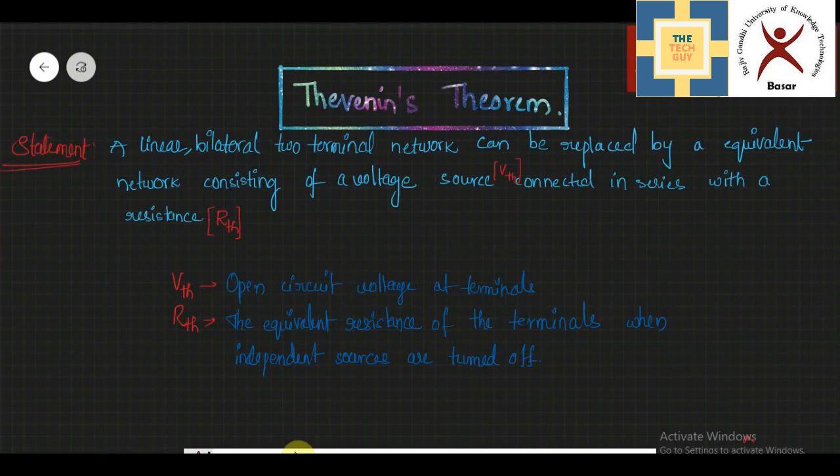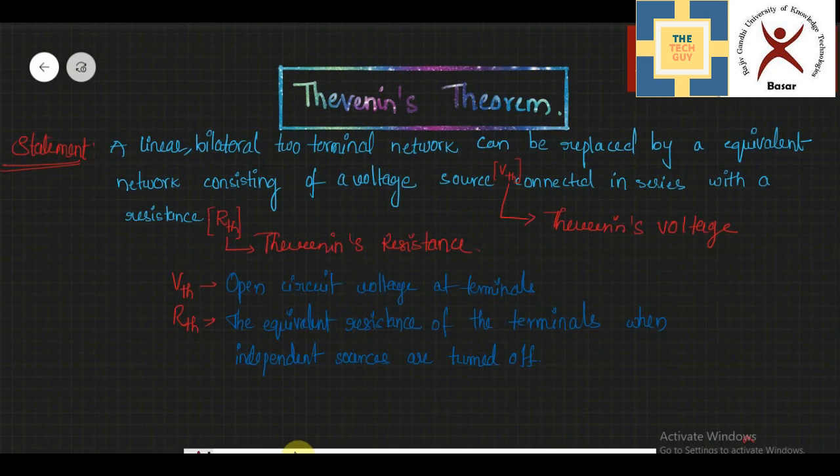The value of the voltage source is called Thevenin's voltage, VTH. And the resistance RTH in series with the Thevenin's voltage source is called Thevenin's resistance. We are going to replace a linear bilateral two terminal network with a simple network consisting of a voltage source and a series resistance, called Thevenin's resistance. We are going to understand it better when we come across problems.